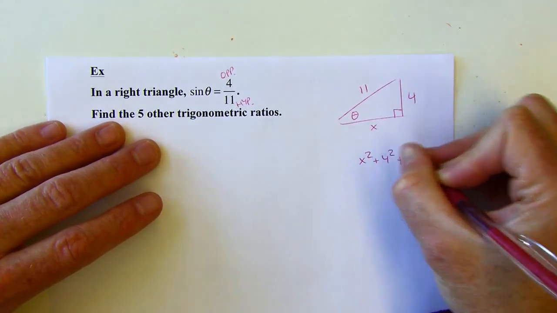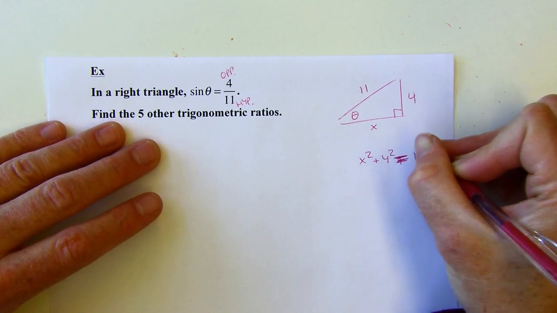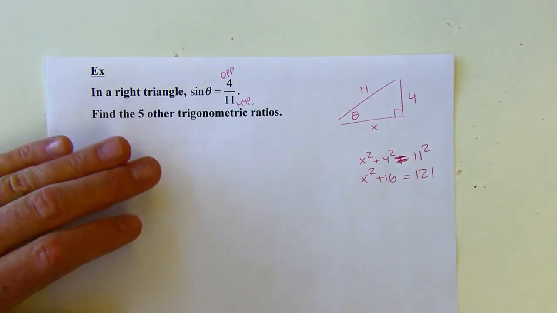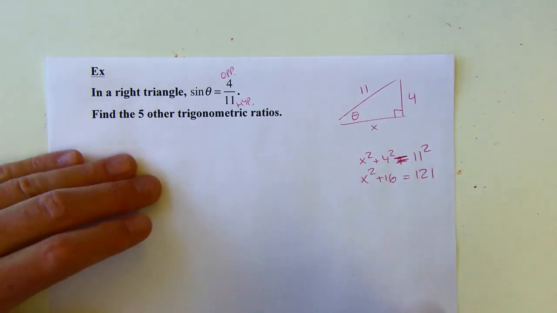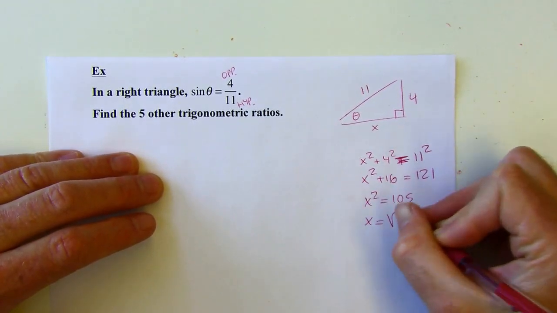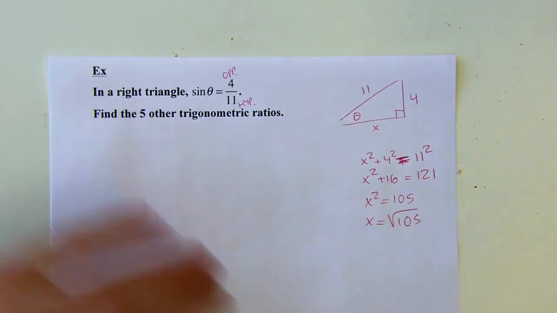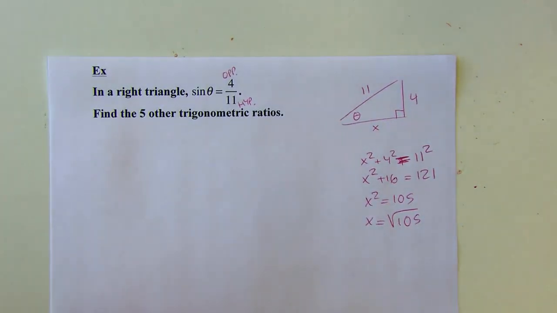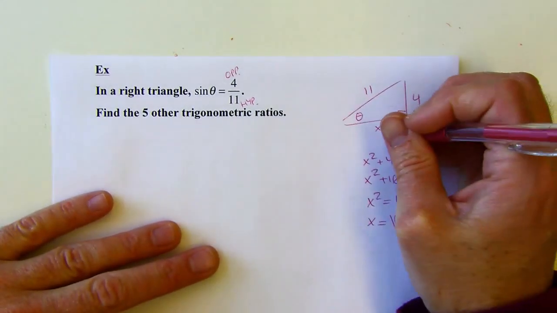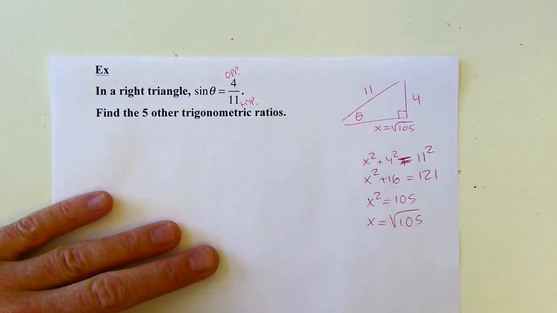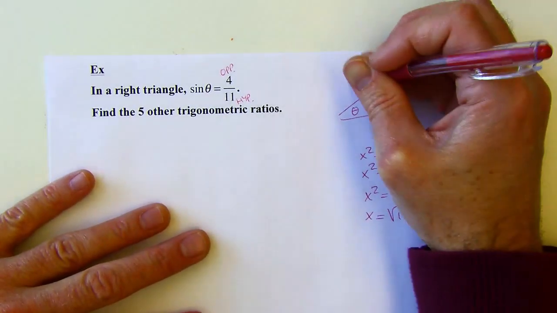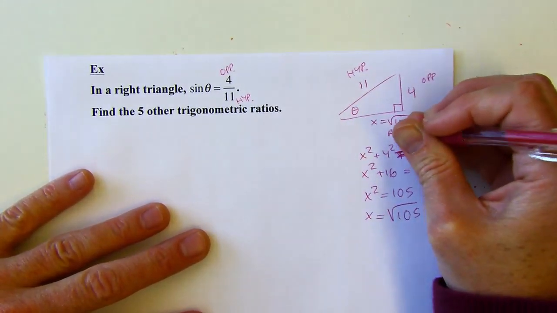So do a little Pythagorean theorem here. Equals 11 squared. I'll subtract 16. And then take the square root of both sides. Let's see if there's any twins in there. I can divide by 5. That's 3 times 7 times 5 is 105, but there's no twins in there. So this is in simple radical form. Now I've got everything I need, right? Because I've got opposite, hypotenuse, and adjacent.